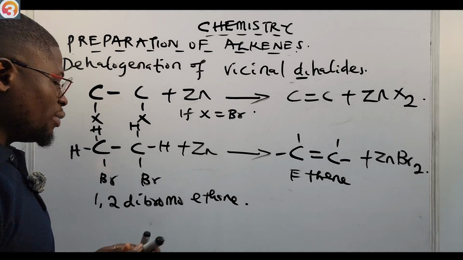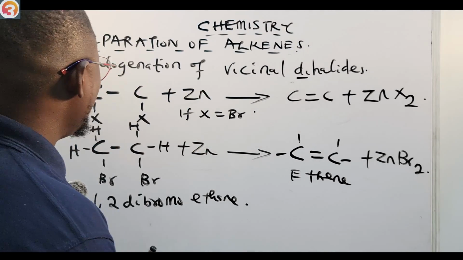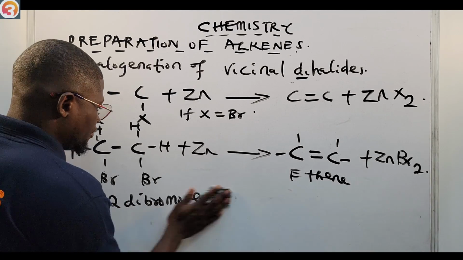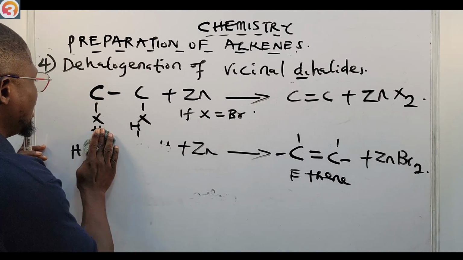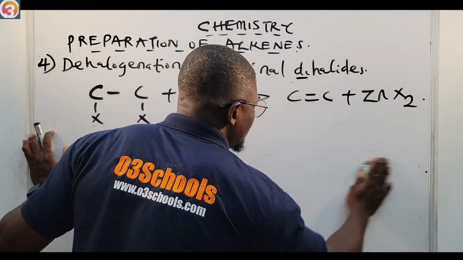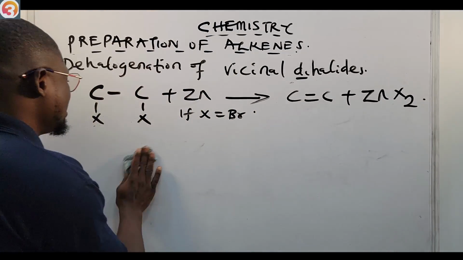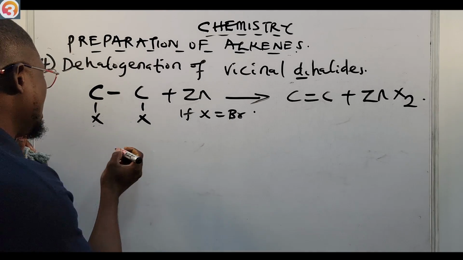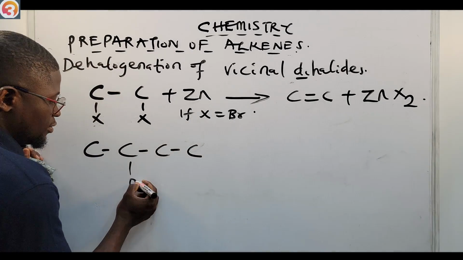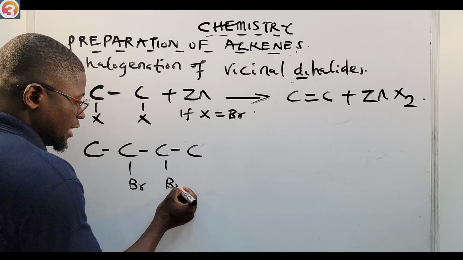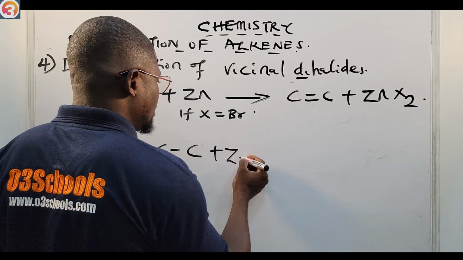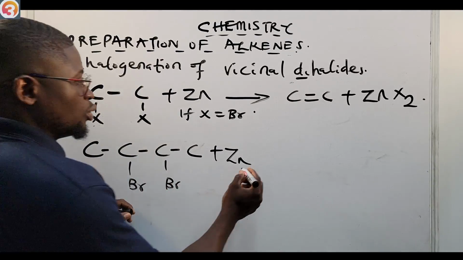But what about if we have a dihalide with 4 carbon atoms? Let us see another example. Let us not use the simplest dihalide, let us use a dihalide that has 4 carbon atoms. For example, if we have C, then here is Br, then here is Br. If you have something like this, plus Zn, we're going to have our product.